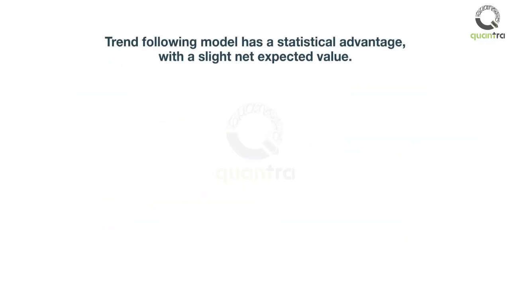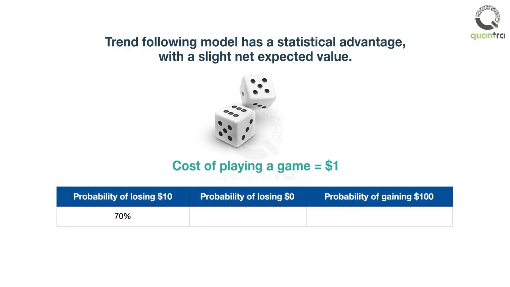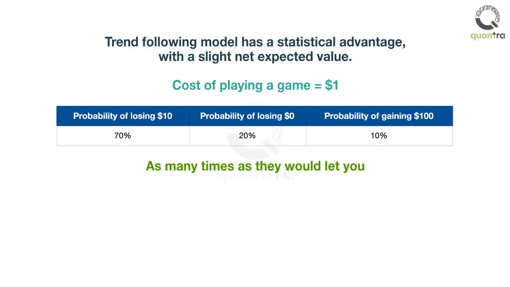A good trend following model has a slight statistical advantage with a slight net expected value. Imagine, as an example, if you could play a casino game costing $1 where you have a 70% probability of losing $10, 20% probability of ±0, and a 10% chance of gaining $100. How many times would you play the game? The answer should be as many times as they would let you.